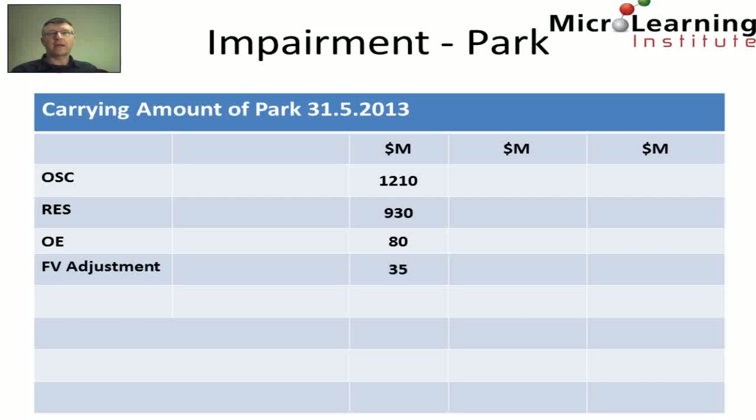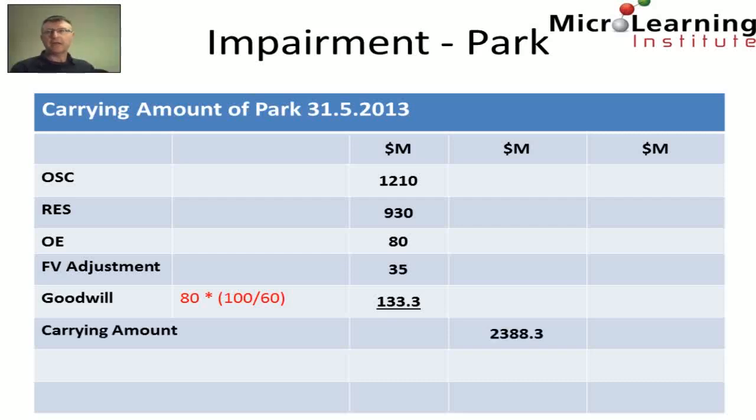We remember that at acquisition we had to recognise a fair value adjustment. And also we remember that goodwill, which was recognised proportionately, we recognised goodwill of 80 on the 60% that we acquired. So consequently, when we scale up this goodwill to reflect the 100%, it's $133.3 million of goodwill. So consequently, the carrying amount of Park in the group accounts at the 31st of May 2013 is $2,388.3 million.